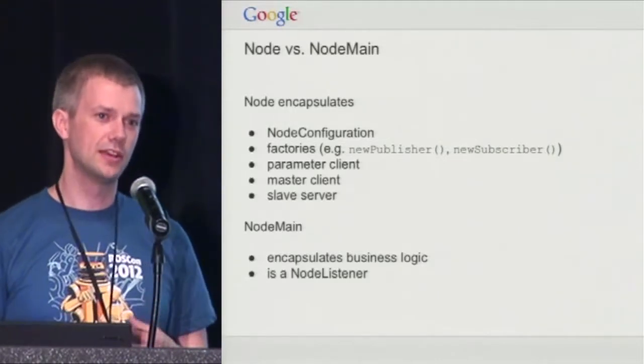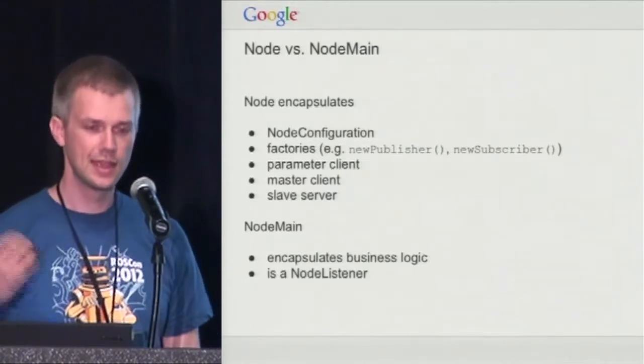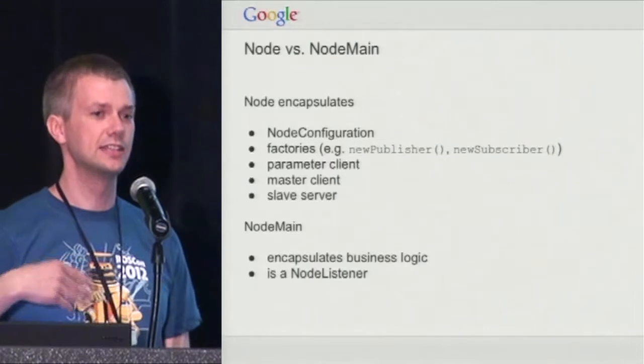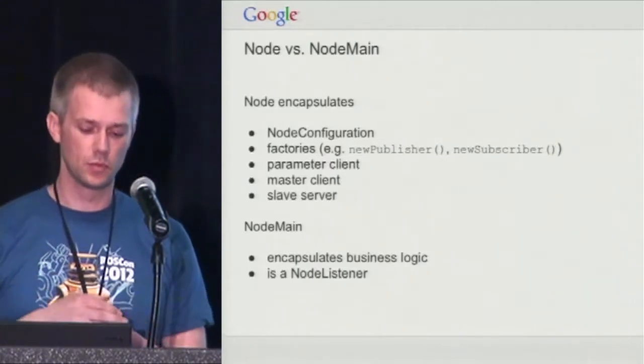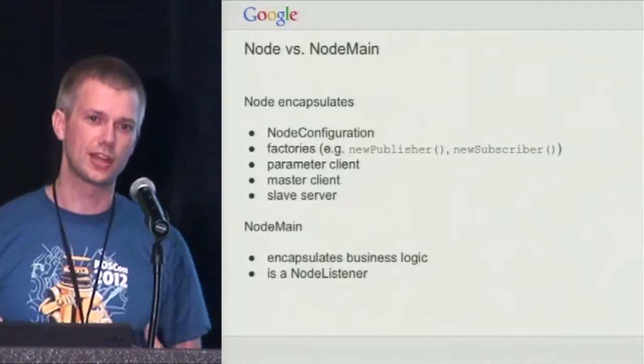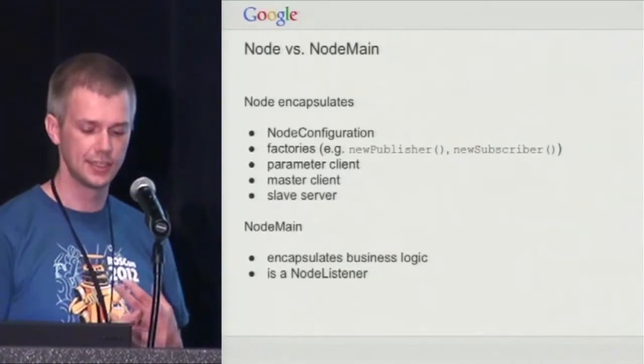And it also gives you the factories you need in order to create things like publishers and subscribers. And then it gives you all of the clients to actually access some of the other things that are behind different protocols in the ROS graph. So that's parameters and talking to the master and talking to other nodes, actually.